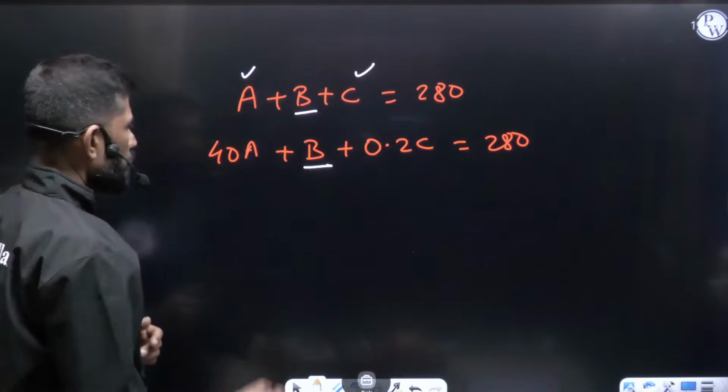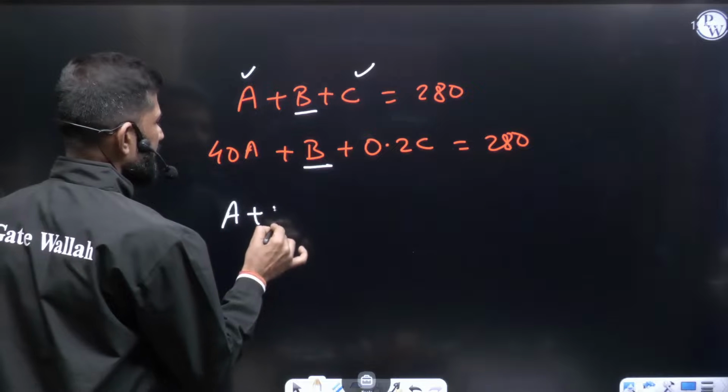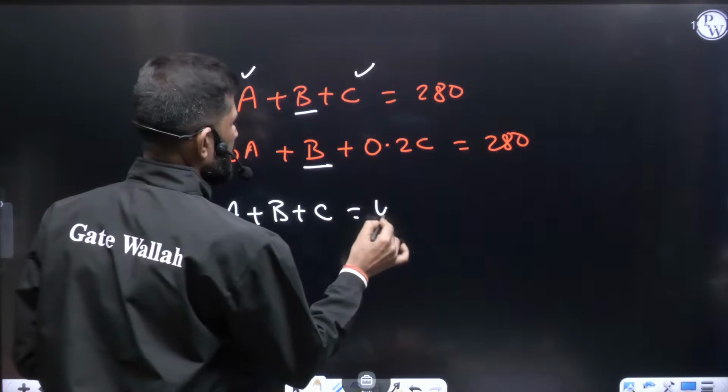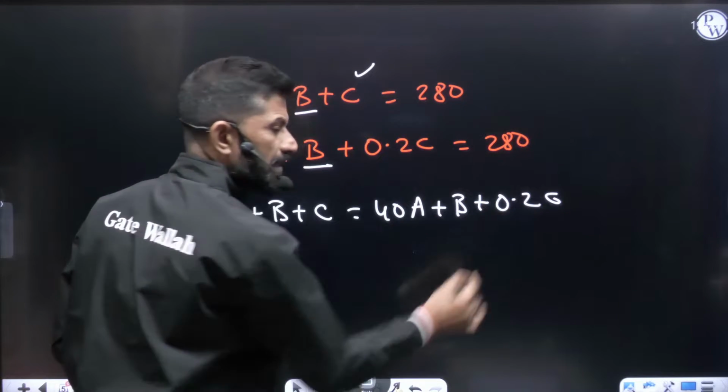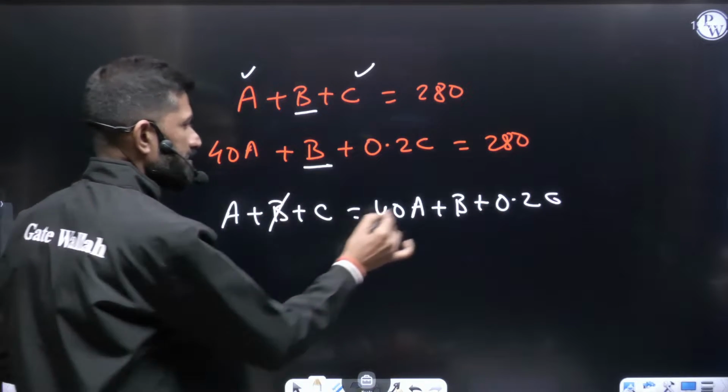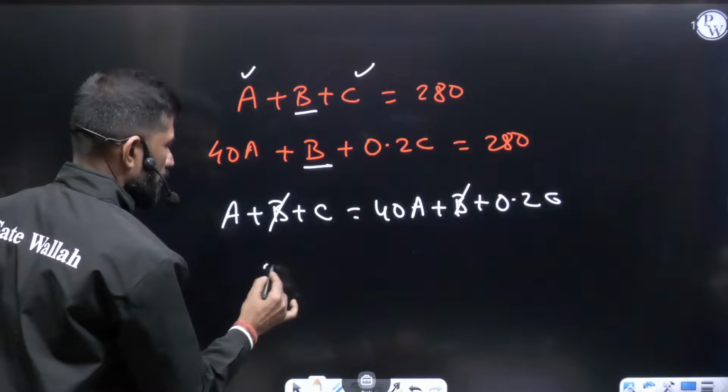Now let us equate both of them. Can we say that A plus B plus C should be equal to 40A plus B plus 0.2C? If we equate it, B and B get cancelled. So 40A minus this A, how much will you get?